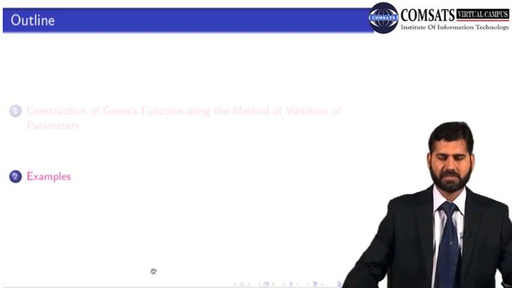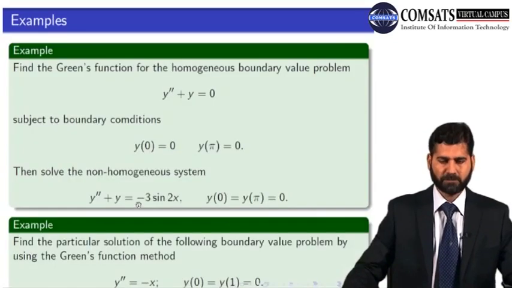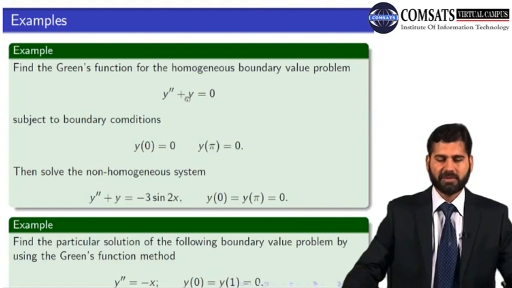So let's see some examples of the construction of the Green's function using the method we just developed. We'll see these two examples. In the first example, we will find the Green's function for the homogeneous boundary value problem, and finding the Green's function is almost exactly the same as what we did in the last lecture, but then we will use the Green's function to obtain the particular solution of this non-homogeneous equation. And similarly we will do the same for the second example.